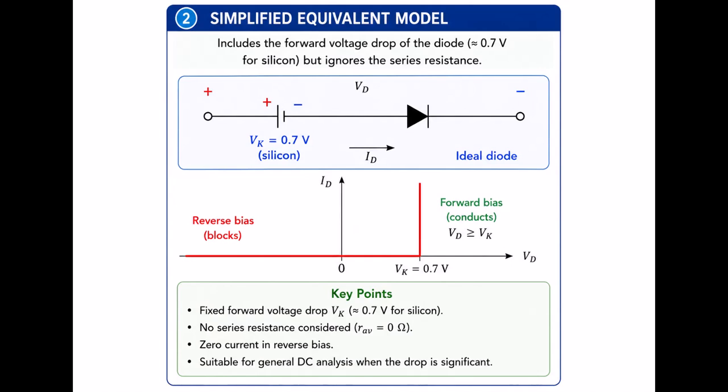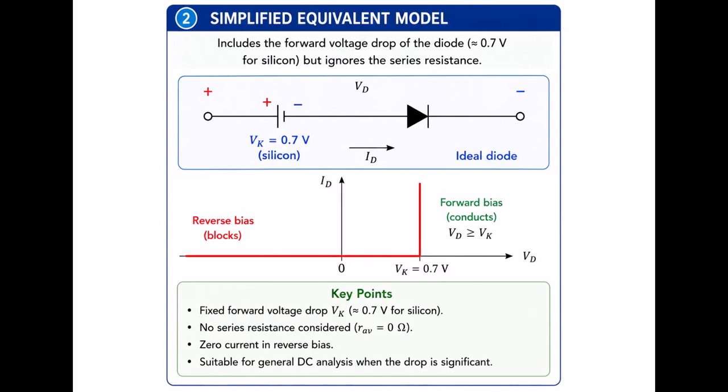During forward bias, the current remains zero until Vd reaches the knee voltage. Once Vd becomes equal to or greater than Vk, the diode begins to conduct. For a silicon diode, conduction therefore begins at approximately 0.7 volts. After this point, the diode voltage is assumed to remain fixed at 0.7 volts, irrespective of the current. The simplified model therefore includes a fixed forward voltage drop but assumes zero series resistance.